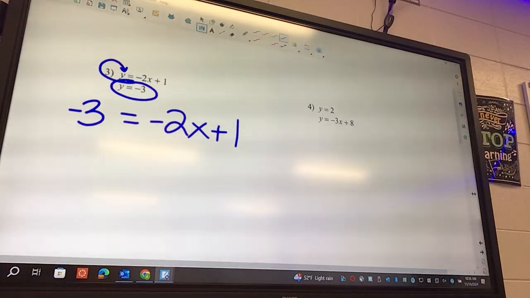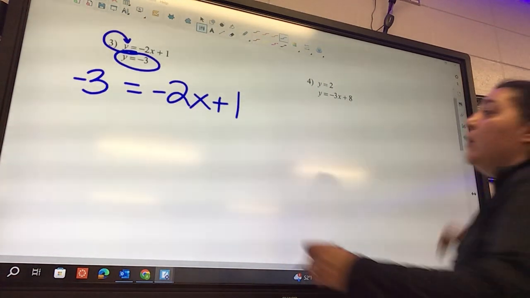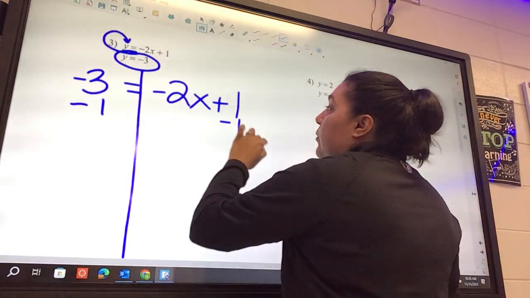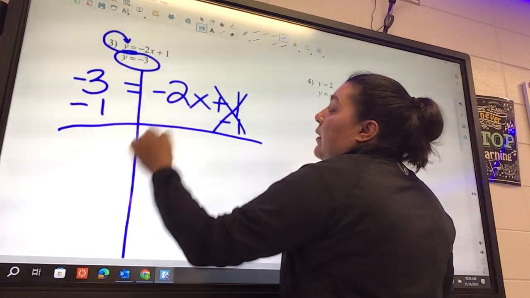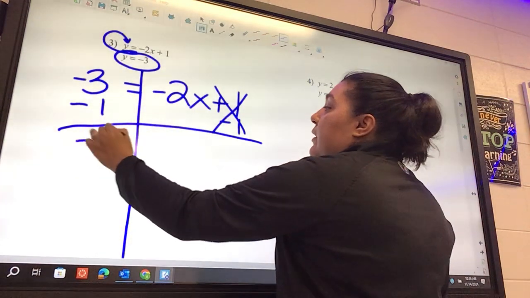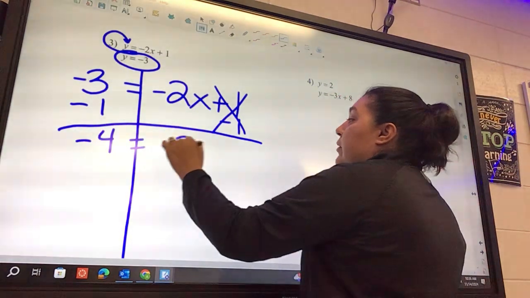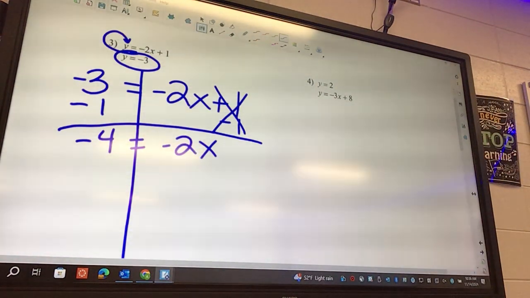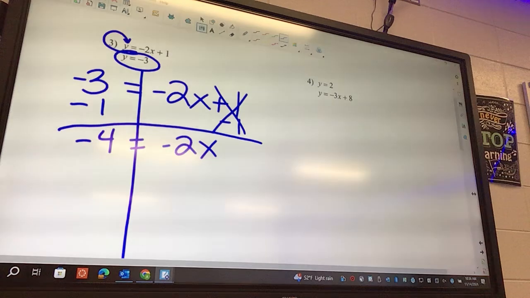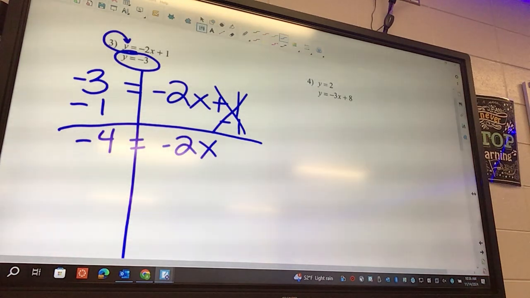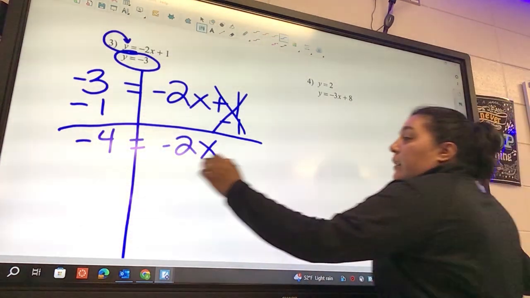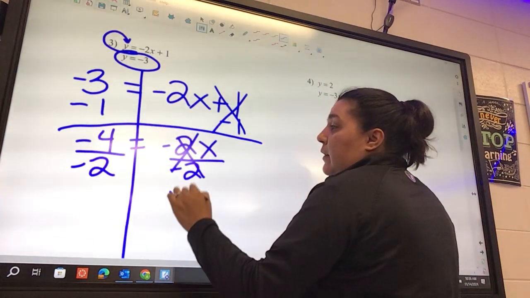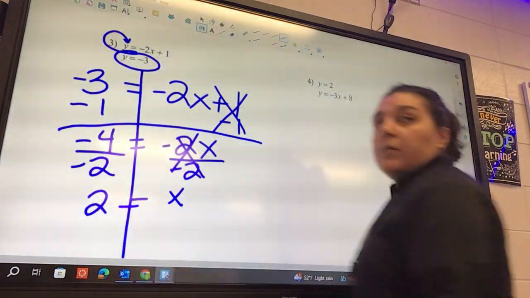Okay, so who's the kid? The 1. Okay, so we're going to move that 1. So we're going to say minus 1, minus 1. Okay, negative 3 minus 1 is going to be negative 4 equals negative 2x. Okay, and then who needs moved? The negative 2. So we're going to say divide by negative 2. So we get x equals 2.